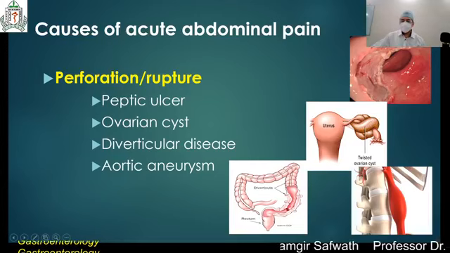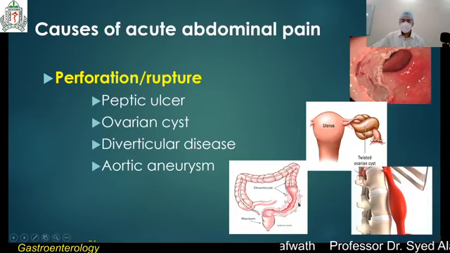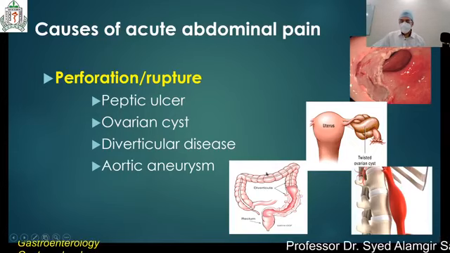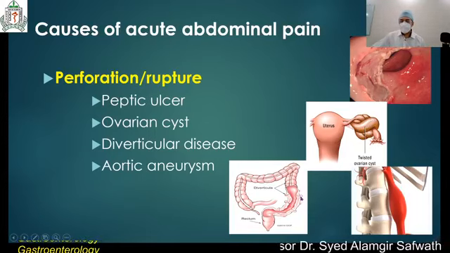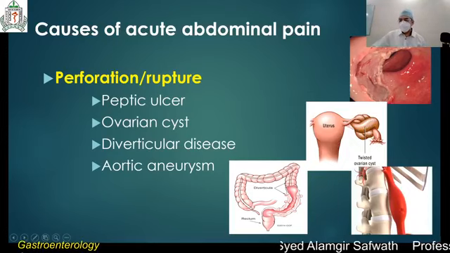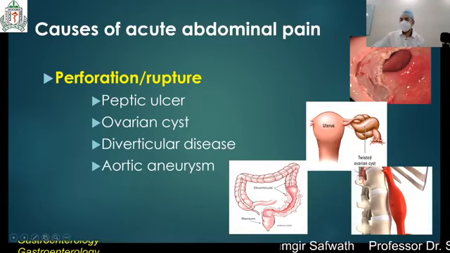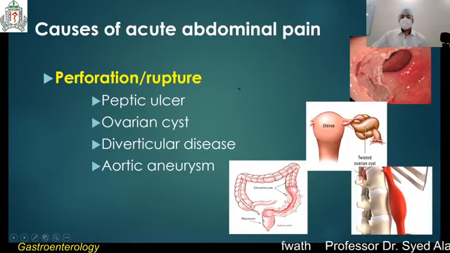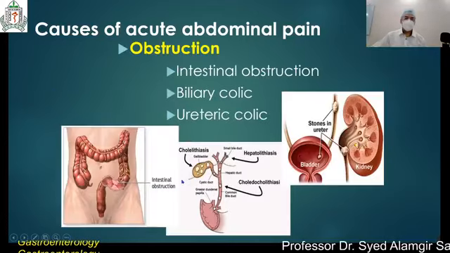Diverticular disease, we were talking about diverticula a few minutes back. These small outpouchings of mucosa are the diverticula. The colon has mucosa, submucosa, muscular layer and serous layer, but in diverticula there is only the mucosal layer. So it can perforate or rupture at any time. And aortic aneurysm: if the aneurysm is large enough, causing stretching of the wall of the aorta, it can rupture, giving rise to ruptured aortic aneurysm. So these are the causes of perforation or rupture giving rise to abdominal pain.